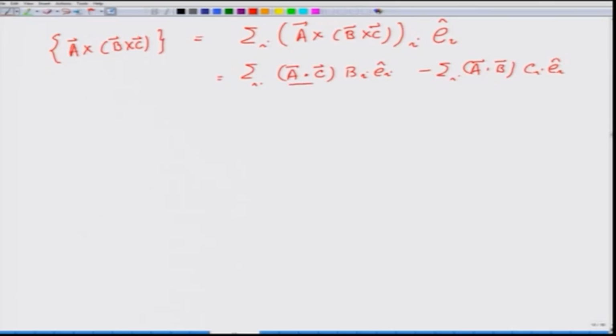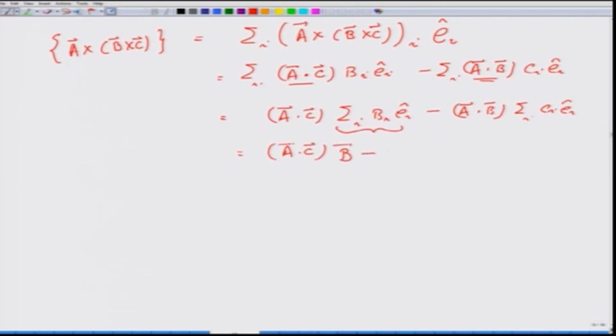Now, A dot C and A dot B are scalar quantities. So, they come out: A dot C summation i b i e i minus A dot B summation i c i e i, and these are nothing but A dot C times vector B minus A dot B times vector C, and that is your answer.